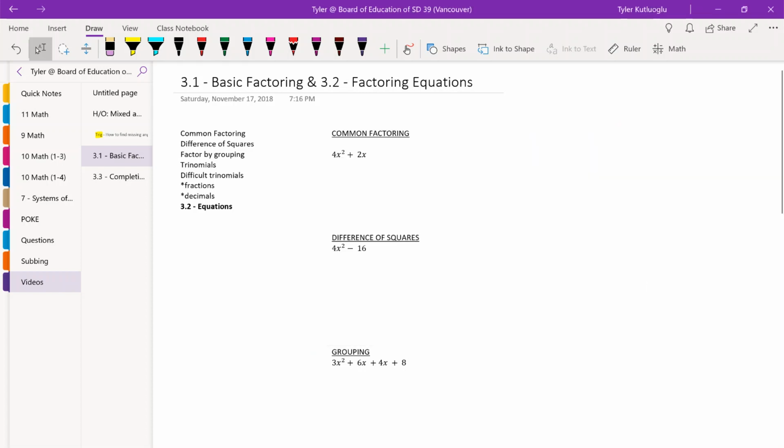All right, we're going to be going over the chapter 3 stuff. So it's basically just about factoring. So chapter 3.1, which is basic factoring, which hopefully is review. And then 3.2, which is factoring equations, which is very similar. It just has one extra step. So let's go through the different types of factoring.